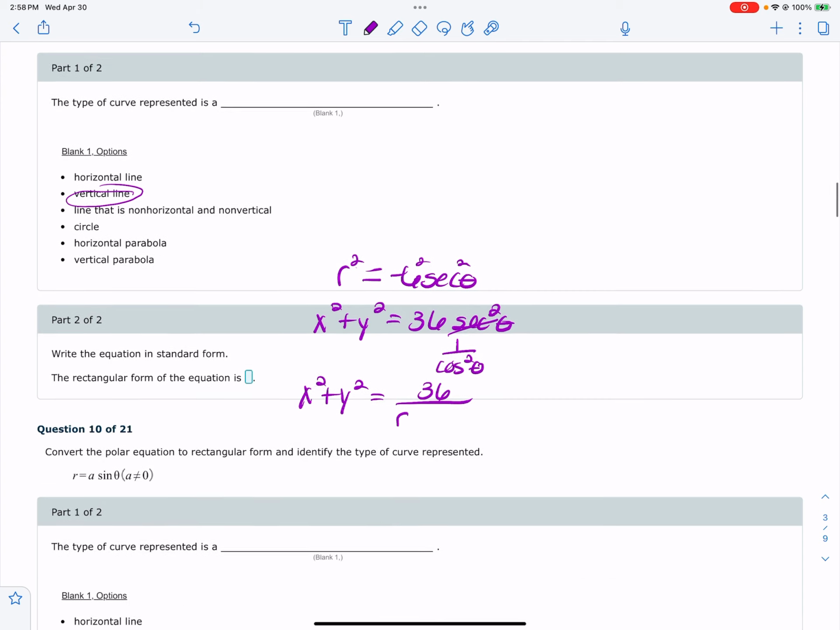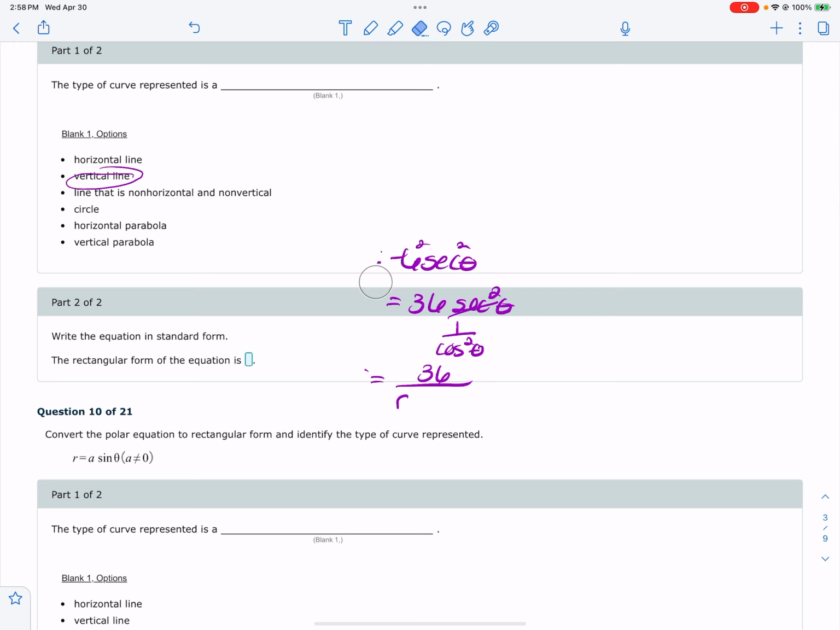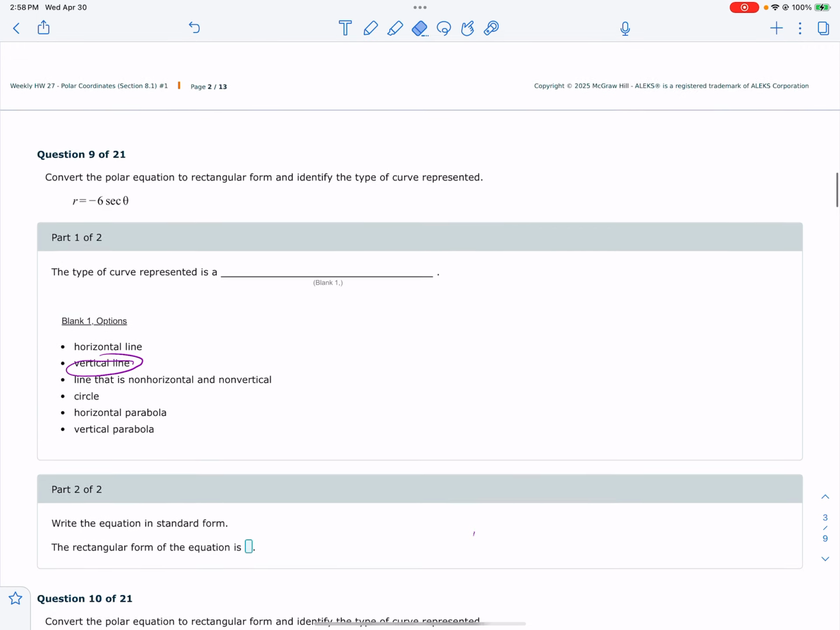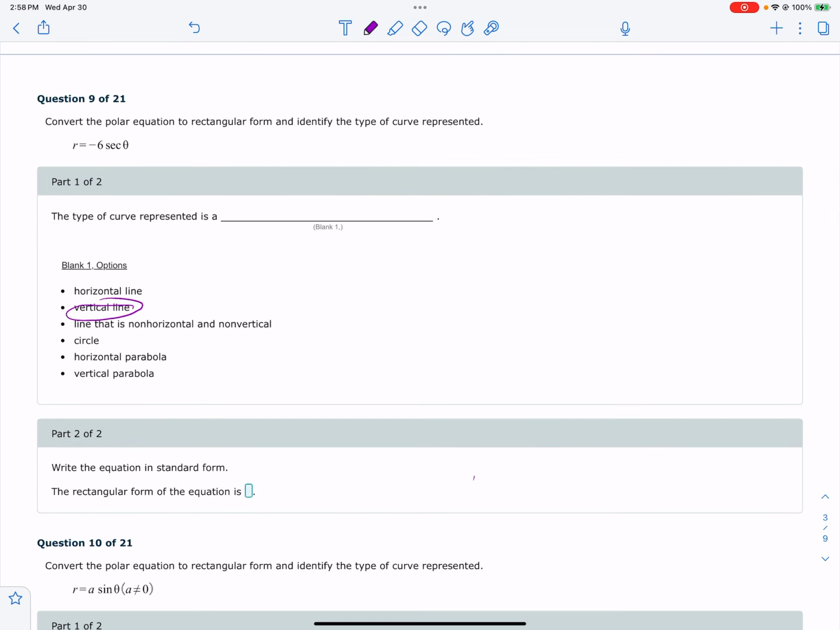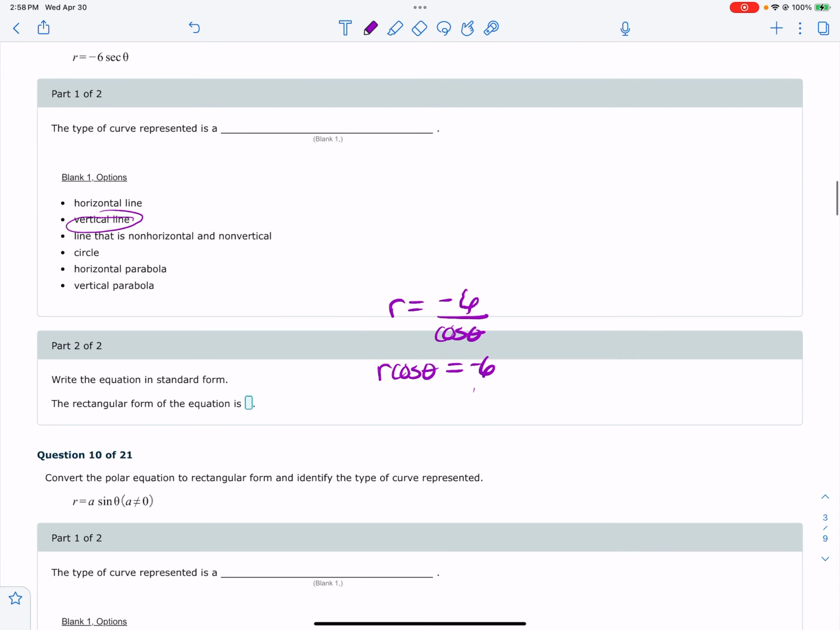Let me try something else here. Okay, so if I would write this as r equals negative 6 over cosine theta, aha, multiply both sides by cosine. r cosine theta equals negative 6. r cosine theta is x. So the equation is x equals negative 6. Whew. I was having a brain fart there.